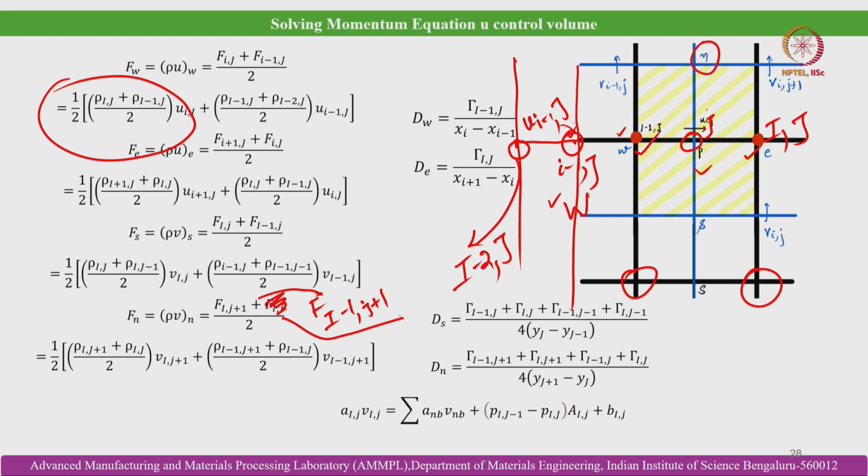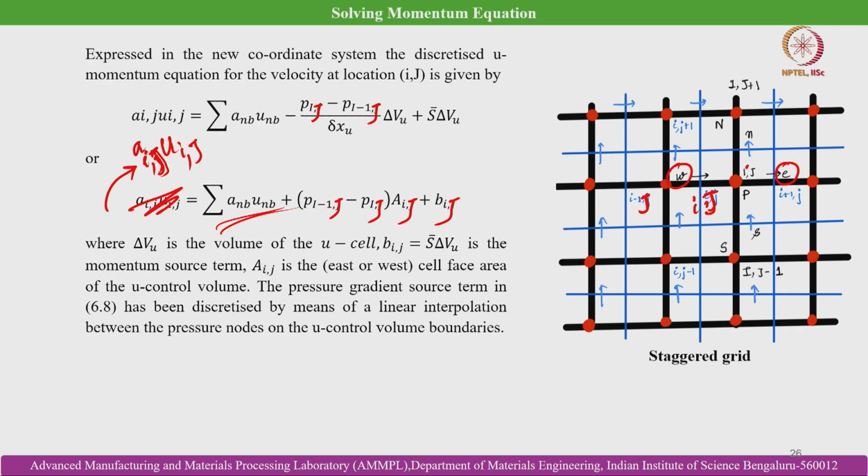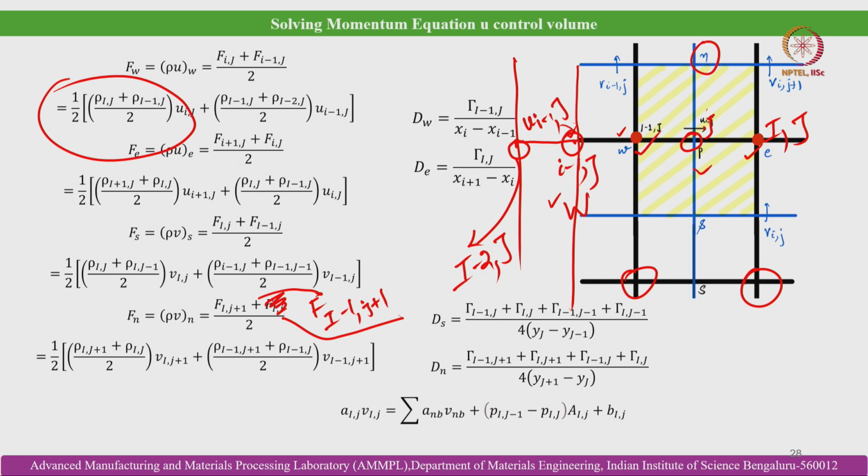Then from this we finally get the expression for a_{I,j}: a_{I,j} u_{I,j} is equal to the summation of a_nb u_nb plus P_{I-1,J} minus P_{I,J} multiplied by A_{I,j}, plus b_{I,j}. So this is how we have already calculated this expression, shown over here, for a_{I,j} and u_{I,j}. Okay, so now we have calculated that.